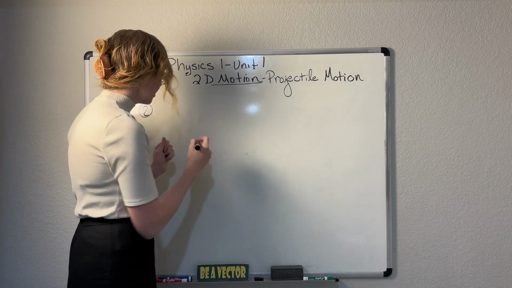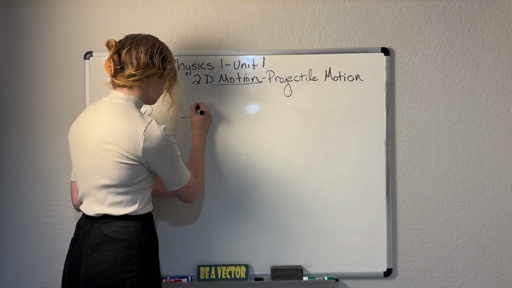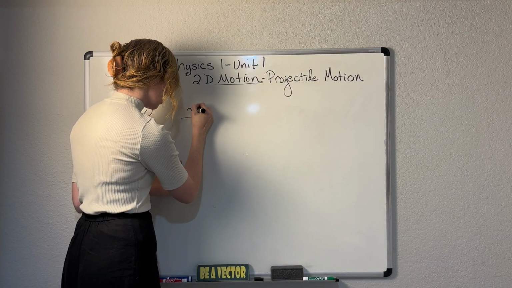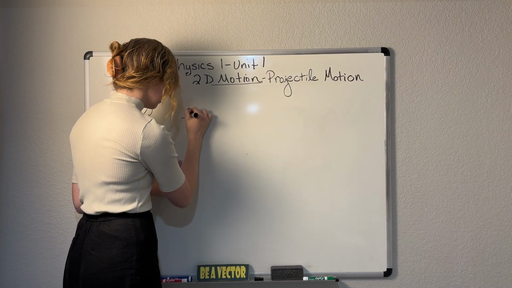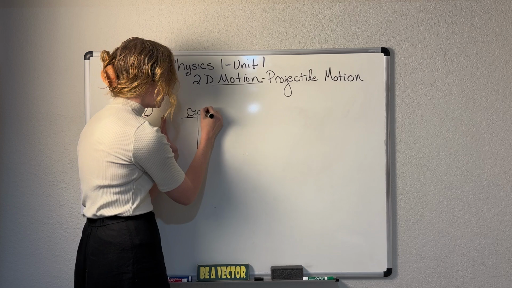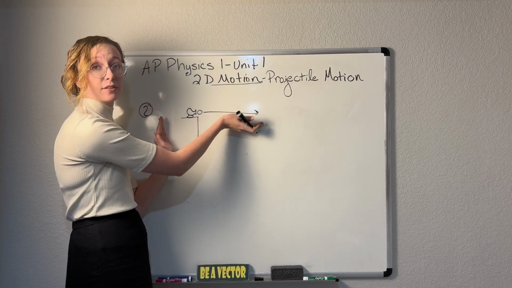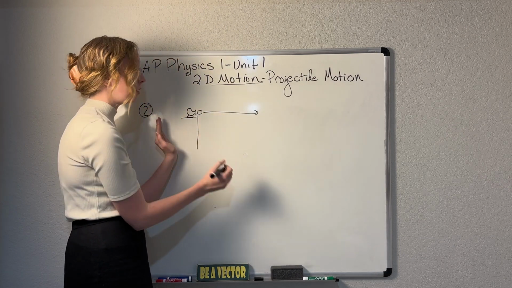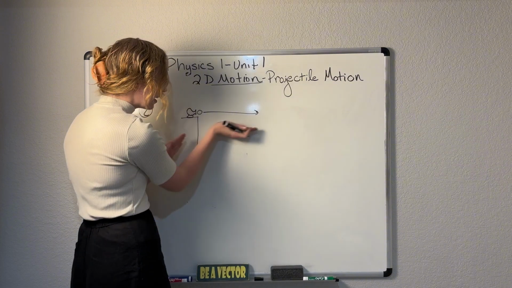My little cannon is situated on top of a cliff here. And we're going to just draw my little cannon. Very artistic, very beautiful. And I fire a cannonball directly sideways, so no vertical component to it at all. So I'm just firing it horizontally.